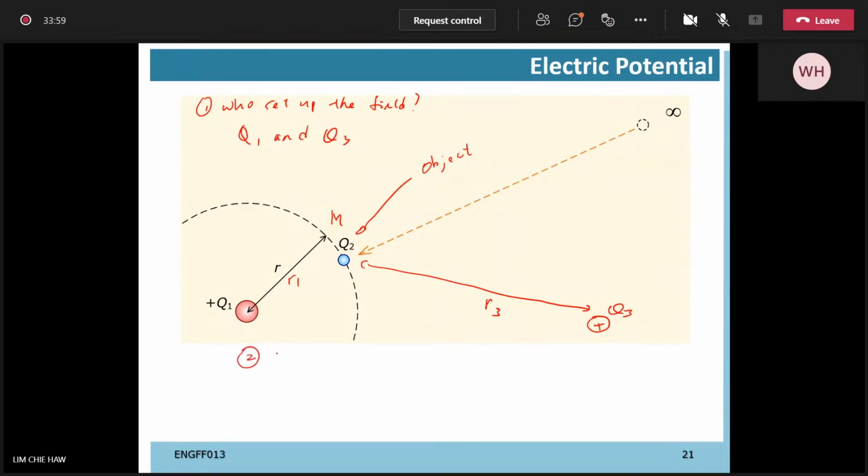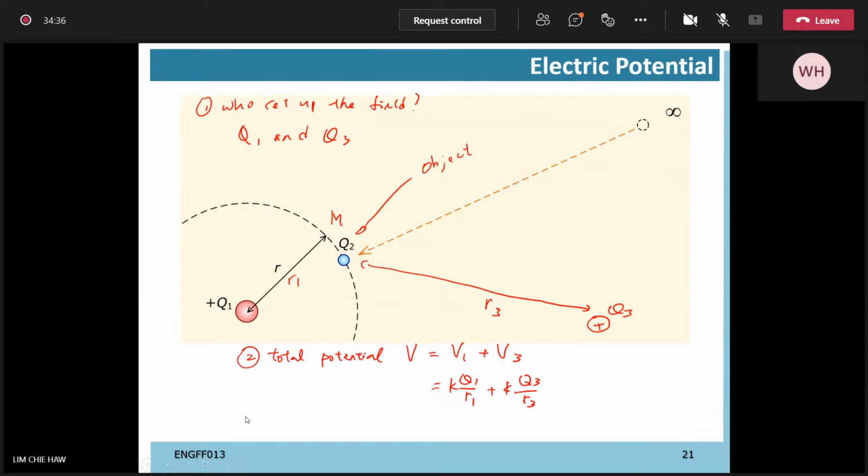So therefore, what is the total potential? I think I just made a mistake. This should be V1 plus V3. My mistake just now was that you just change the 2 to 3. So therefore this will be kQ1 over R1 plus kQ3 over R3, because now Q3 is also the one who sets the field. Understand? Clear? Yes, class?